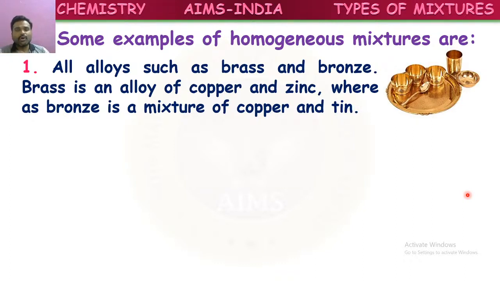So these come under homogeneous mixtures because once bronze and brass are formed, we cannot identify the original components present in them. We cannot see copper and zinc separately in the brass. They made a uniform solution, so hence they are homogeneous.